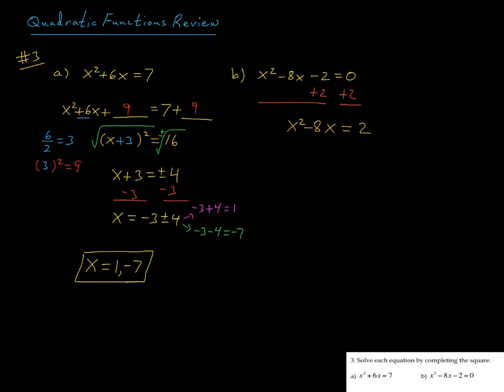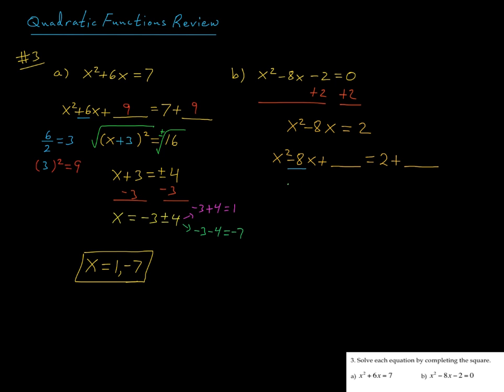And now we'll go ahead and just mimic what we did in part A. So we have x squared minus 8x. So we're going to start by figuring out what we need to add on here so this resulting expression on the left is a perfect square. And whatever I add on to the left, I've got to do the same thing to the right.